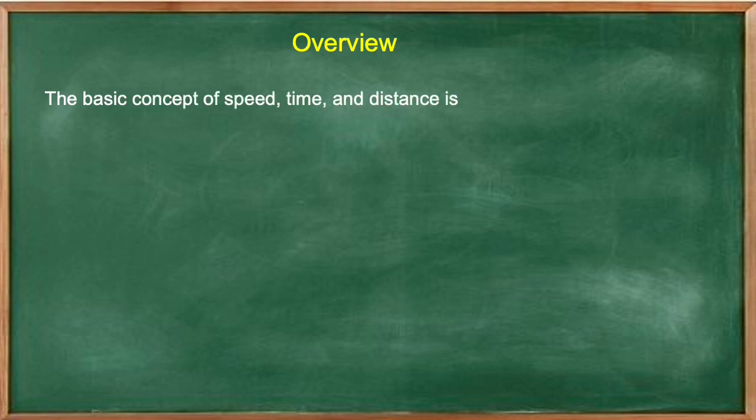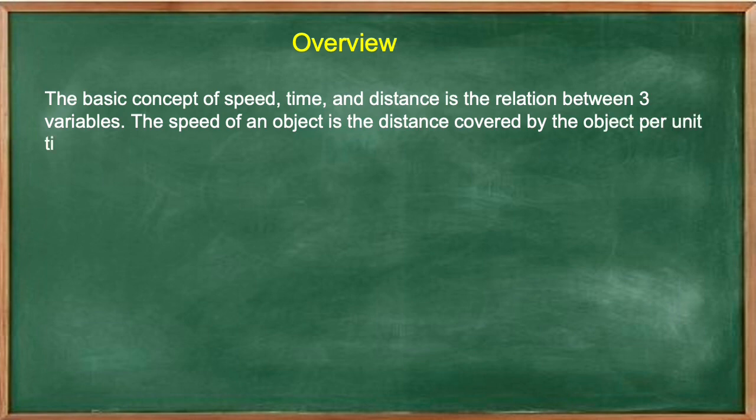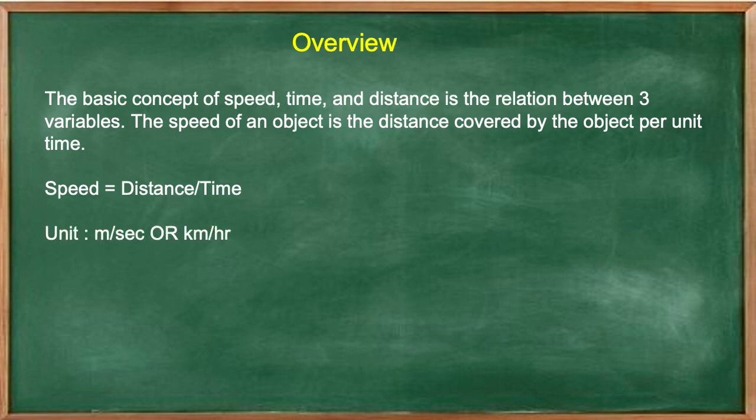The basic concept of speed, time and distance is the relation between the three variables. The speed of an object is the distance covered by the object per unit time. So the formula is speed is equal to distance upon time. Its unit is either meter per second or kilometer per hour. So if the distance is in meter and the time is in hour, then either meter should be converted into kilometer or hour should be converted into second.